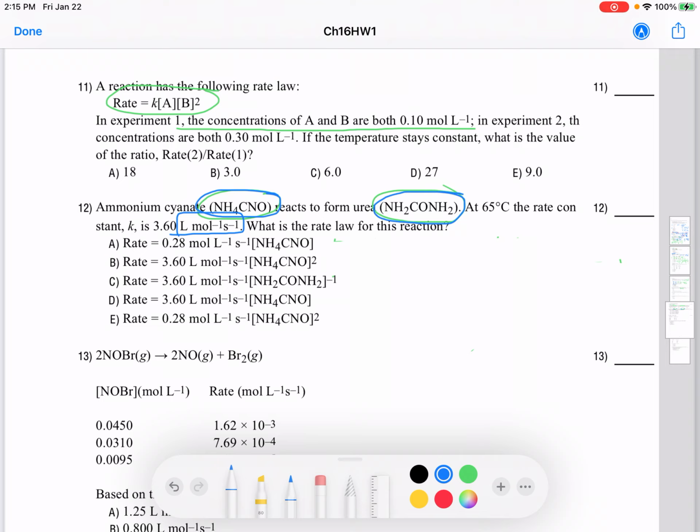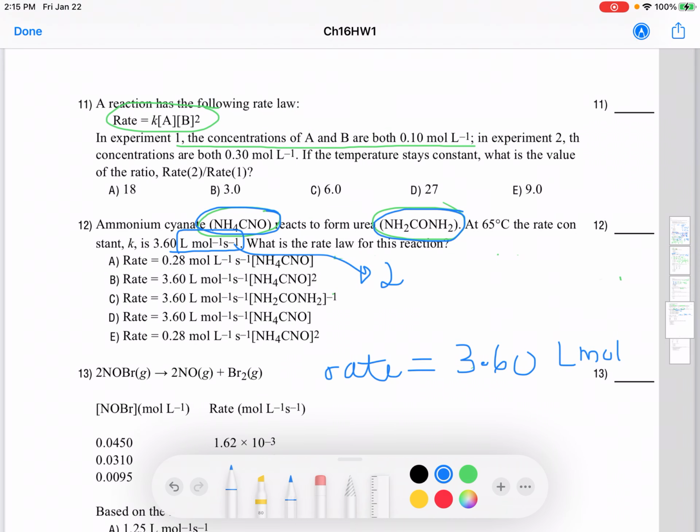Okay, so then the rate would be, rate constant K is 3.60 with the proper units, and since the units given are for the second order rate constant, your answer would be 3.60 with the proper units, liters, moles per second, and the reactant NH4CNO, since it's second order, raised to the power 2. Okay, so the answer, you can find out what the answer is.